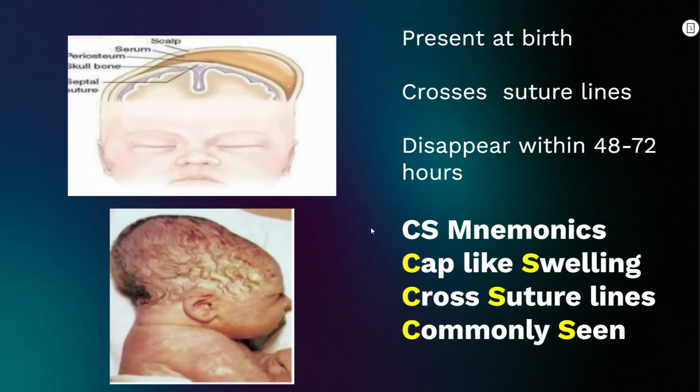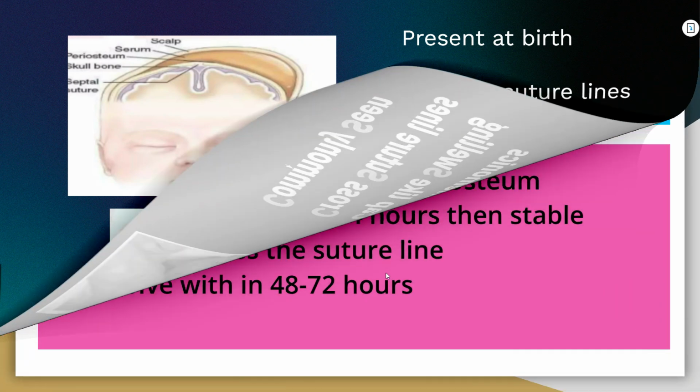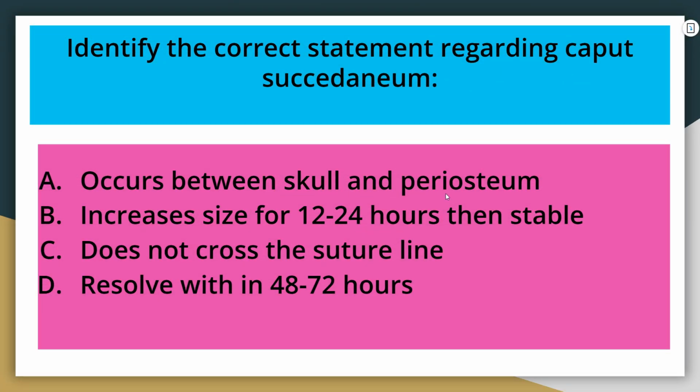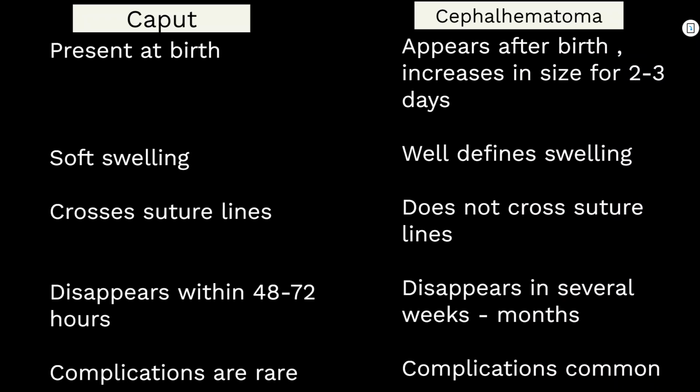We can remember this with the mnemonic CS. It's a cap-like swelling. It crosses the suture line and it is commonly seen. So in our question, does it occur between the skull and periosteum? No. Does it increase in size for 12 to 24 hours? No. Does it not cross the suture line? No, it crosses the suture line, and it resolves within 48 to 72 hours. The correct answer to this question is option D, resolves within 48 to 72 hours.